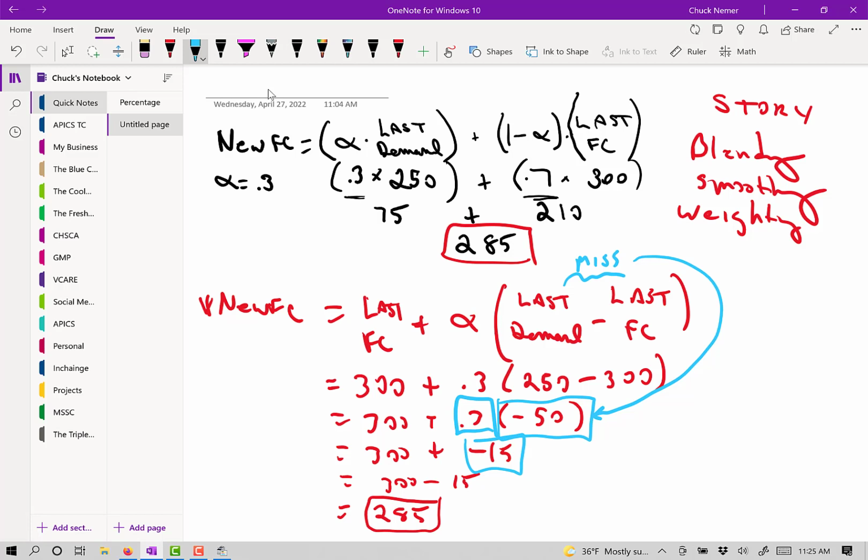Now we don't have space or time on the screen here, but if we did this for another month and we blew by the forecast and we did better, then we would adjust upwards by 30% of how much we missed on the high side. So the story here feels like a month by month adjustment by some percentage of how much you missed last month.